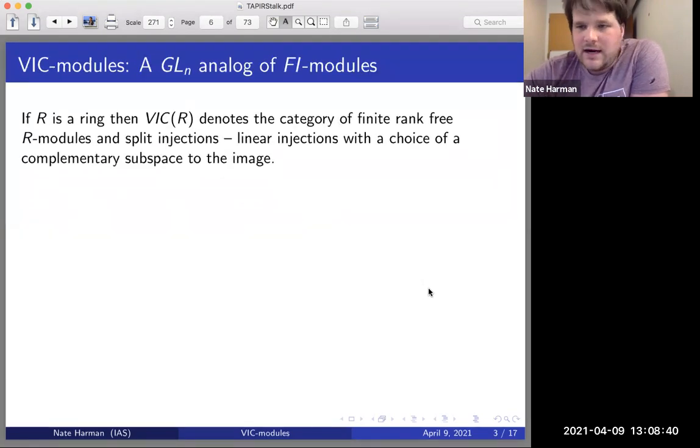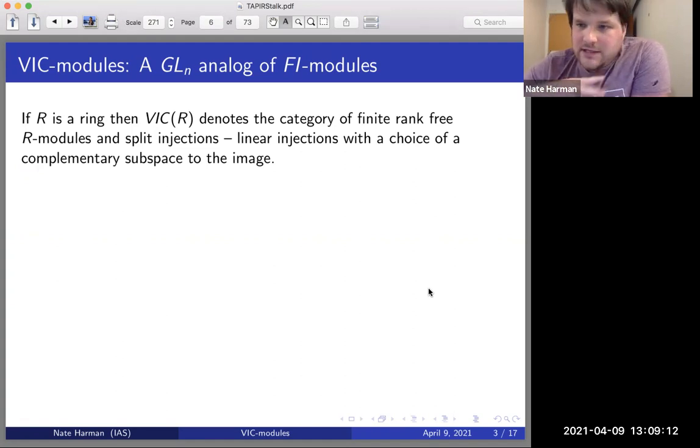All right, so first of all, what is VIC? So if I have a ring R, and I'm going to assume R is a commutative ring, often even a finite ring. So VIC-R is our analog of FI. What it is: we take finite rank free R modules and split injections between them.